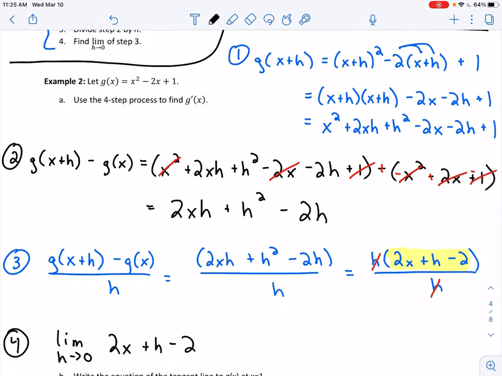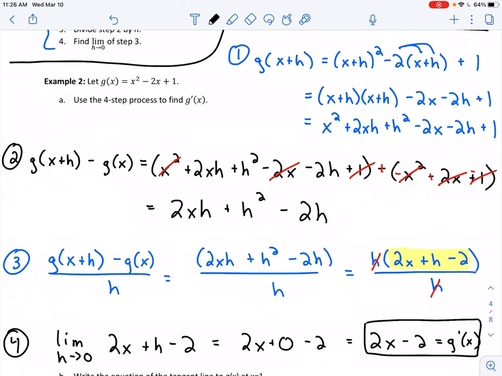Now, if you've been simplifying along the way and you canceled your h in the denominator, just like I said we should, this limit should be pretty straightforward to evaluate. I'm just going to plug 0 in for h. I end up with 2x plus 0 minus 2, which is just 2x minus 2. That is my derivative, g prime of x.